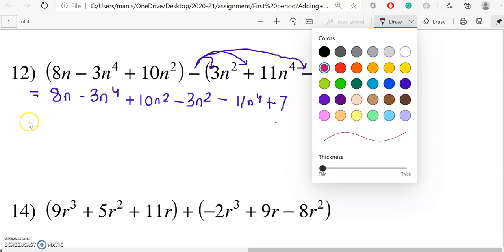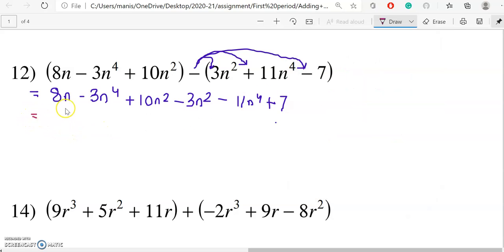There you go. Now let's start from the first one. n. Do you see n somewhere? No. This is n to the power 4. n square, no. So there is no like term. You will bring it down over here just like this. No, nothing you can do.